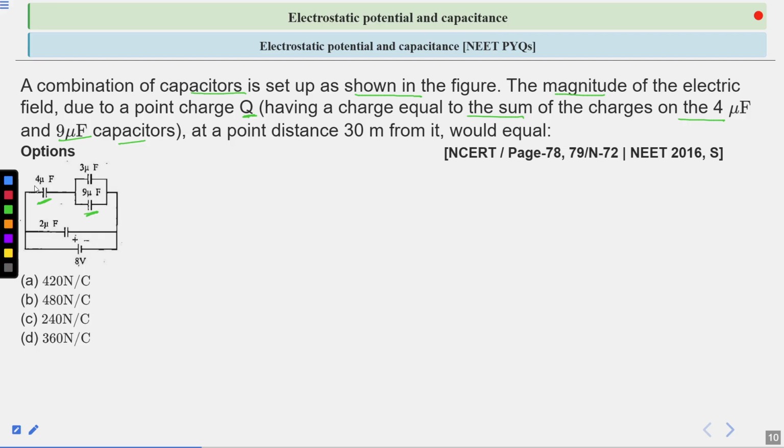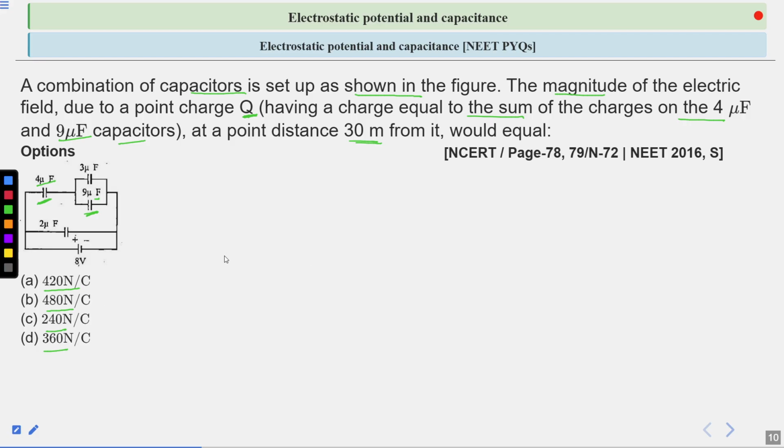So why is this circuit given? Because the magnitude of the charge due to which the electric field is to be found, this Q, is equal to the sum of the charges on this 4 microfarad capacitor and this 9 microfarad capacitor. So after finding the charge Q, we will find the electric field due to this charge at a distance 30 meter away from it. The options are 420 Newton per coulomb, 480 Newton per coulomb, 240 Newton per coulomb, 360 Newton per coulomb.